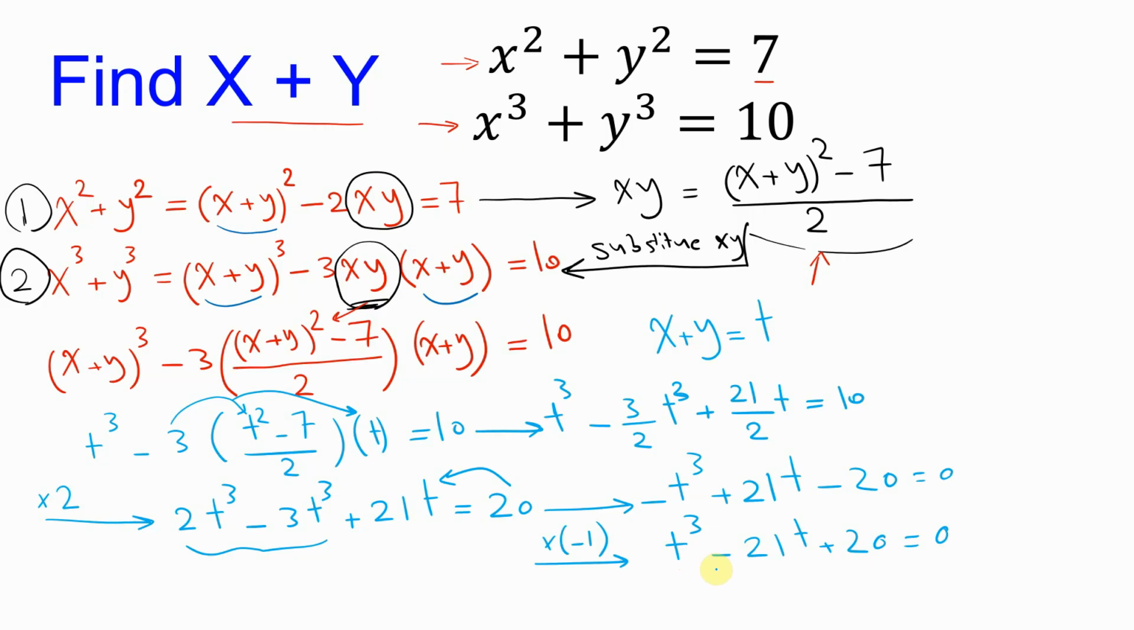Now I have to solve this problem, and t represents x plus y, the things that we're looking for in the first place. Okay? So here we have t cubed minus 21t plus 20, which is equal to 0.